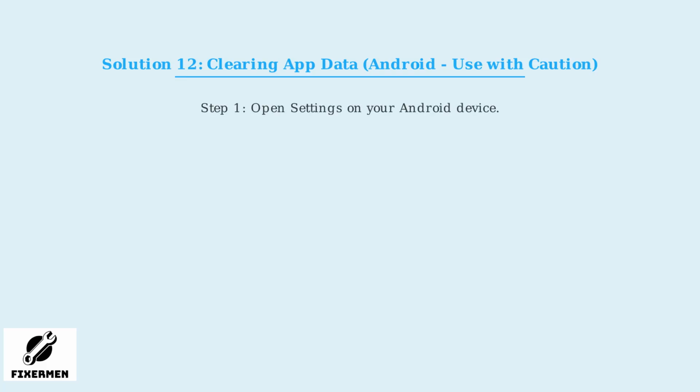First, open Settings on your Android device, then select Apps or Apps and Notifications. Find and tap on Cash App in the list. Tap on Storage in the app details. Finally, tap Clear Data to complete the process.